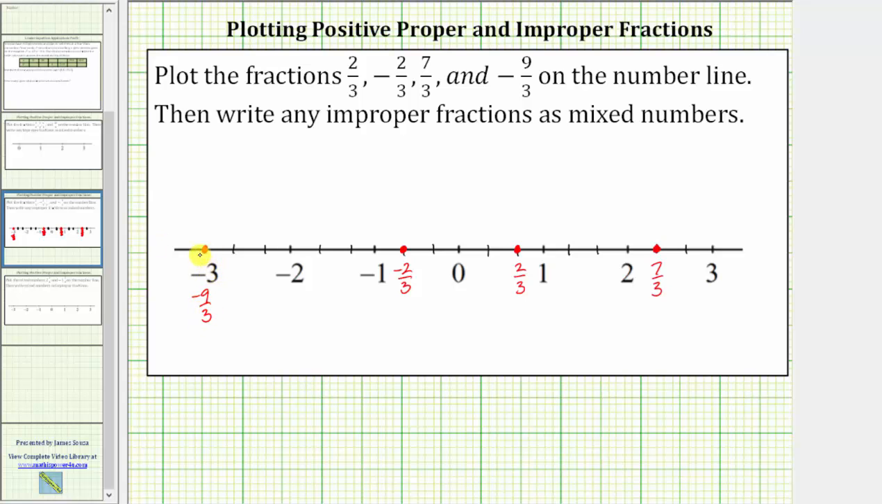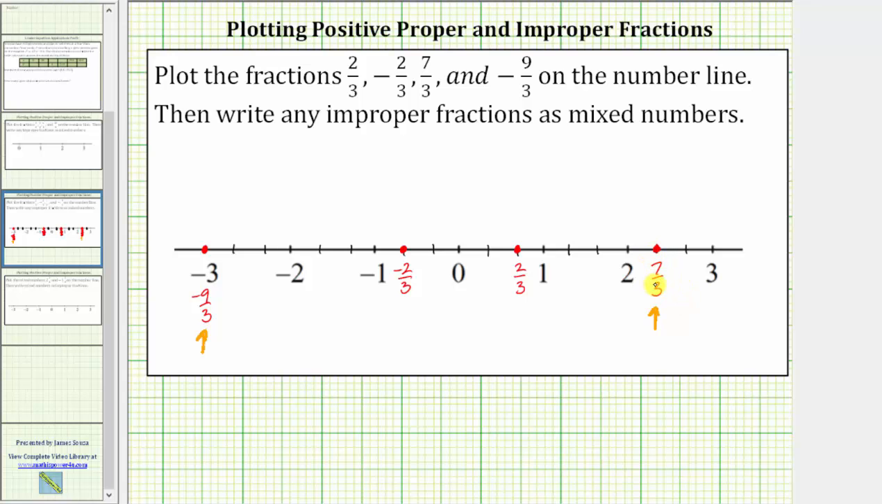For the second part of this question, we're asked to write any improper fractions as mixed numbers. An improper fraction is a fraction where the numerator is greater than or equal to the denominator. Notice 7/3 and negative 9/3 are improper fractions.